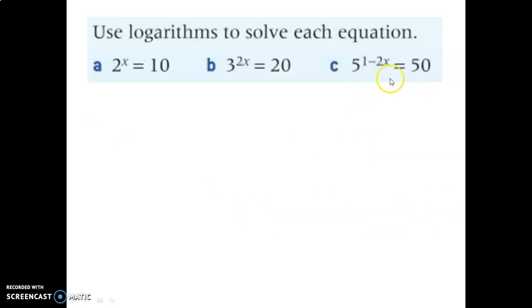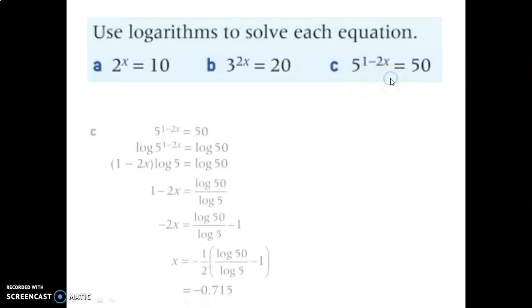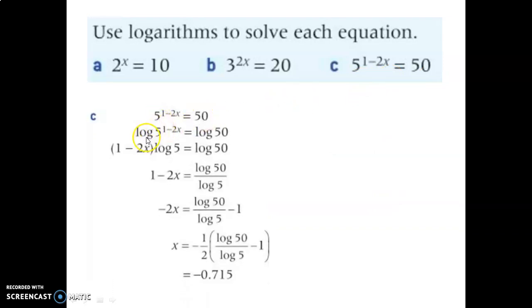Okay, last one here. In this case, we apply the log to both sides, drop the 1 minus 2x in front here. Make sure that's in parentheses so we clearly see that is the multiplier for the entire log. Then we can divide by log of 5 equals that. Then the 1 has been subtracted. Then we have divided by negative 2, so there's a negative half in front here.